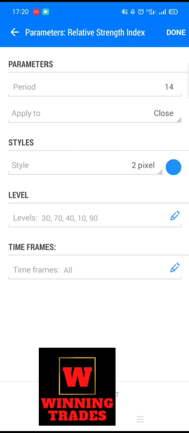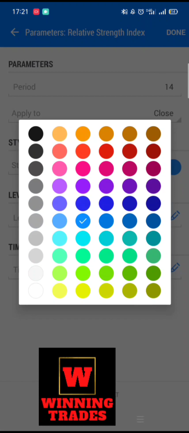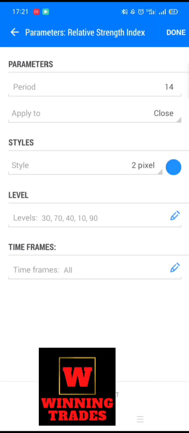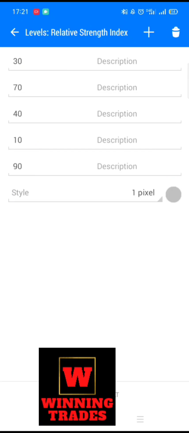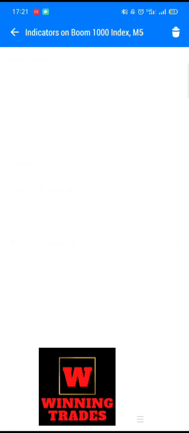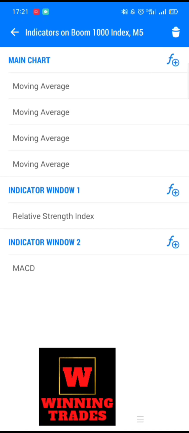apply to close. Let your pixel be 1, 2, 3 or 4, depending on what you like. My own color is blue. You can choose any color you want by picking any of them. For the level, just click on the pencil button. Then just the way you see it, click on the plus sign here to add the different levels. So add 30, add 70, add 40, then add 10, then add 90. Then you go back and click on done, and that will be it.